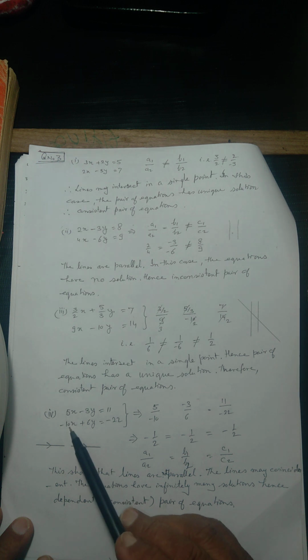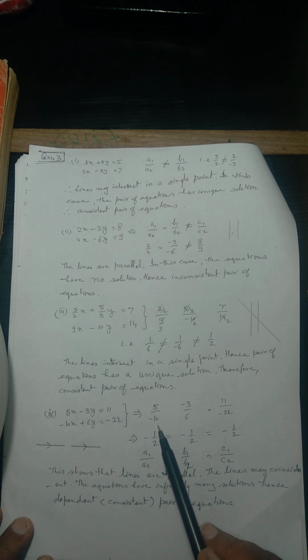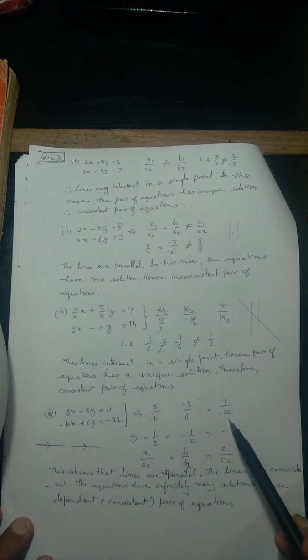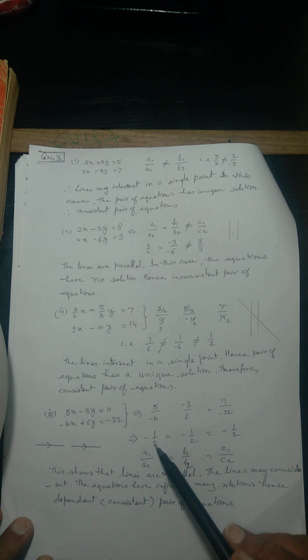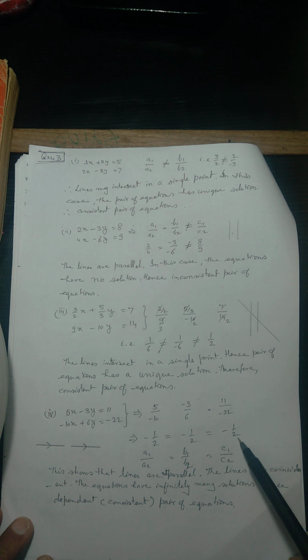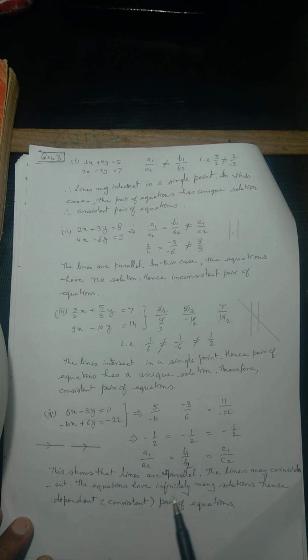You see 5 by minus 10, you solve it. Here minus 3 by 6, and 11 by minus 22. Solve it, you will get minus 1 by 2, here minus 1 by 2, here also minus 1 by 2. So a1 by a2 is equal to b1 by b2 is equal to c1 by c2. This shows that the lines are not parallel. The lines may coincide. The equations have infinitely many solutions, hence a dependent consistent pair of equations.